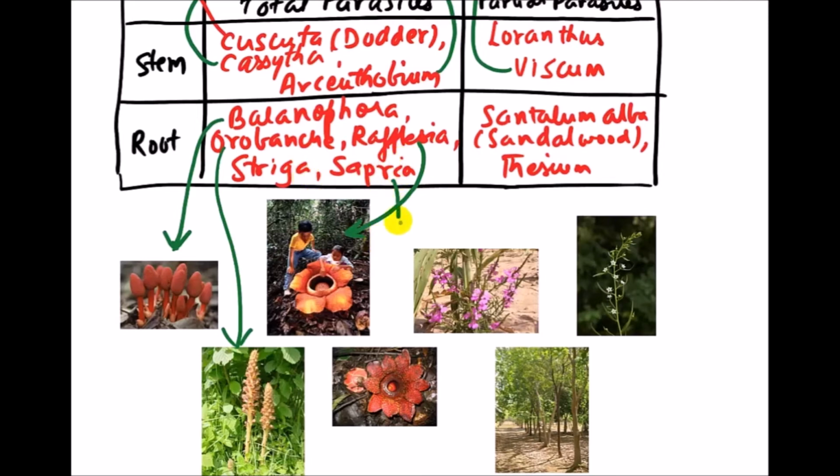This is Sapria. It is the largest flower in India and it is 10-petaled. This one is Striga. This is Santalum album and this one is Thesium.